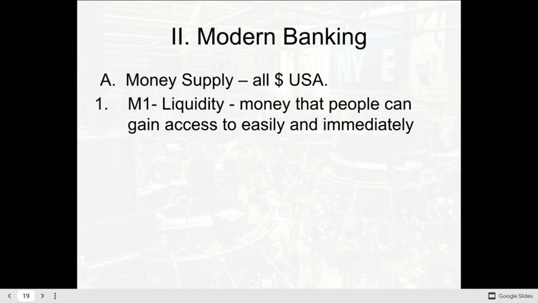Money that falls into the M1 category is said to have liquidity. And liquidity is spelled L-I-Q-U-I-D-I-T-Y. This is money that people can access and use immediately. So currency, checks, credit cards, these kinds of things you can use pretty fast. And the reason why it's said to have liquidity is because, like liquid, the money can flow everywhere and pretty fast.